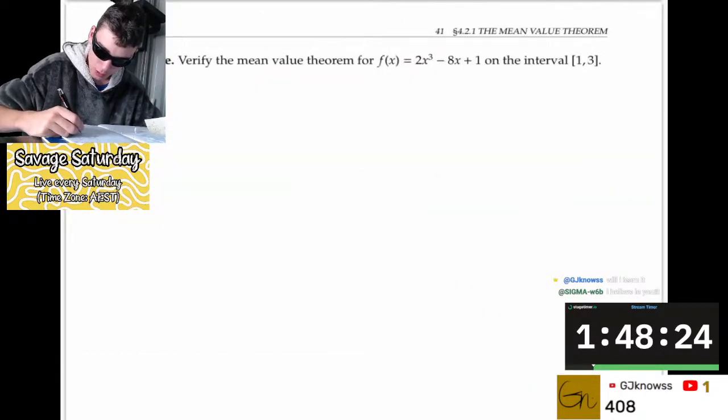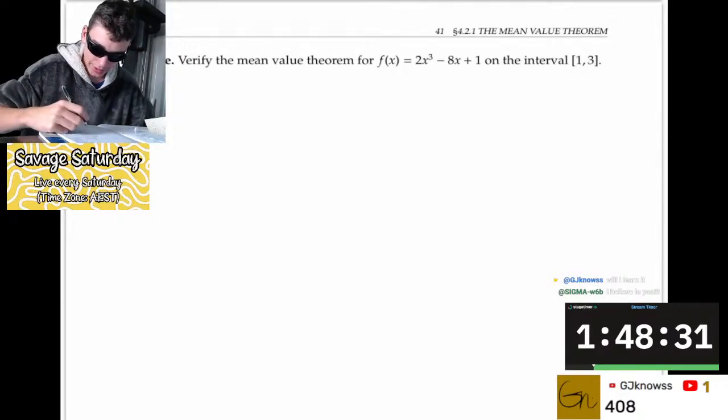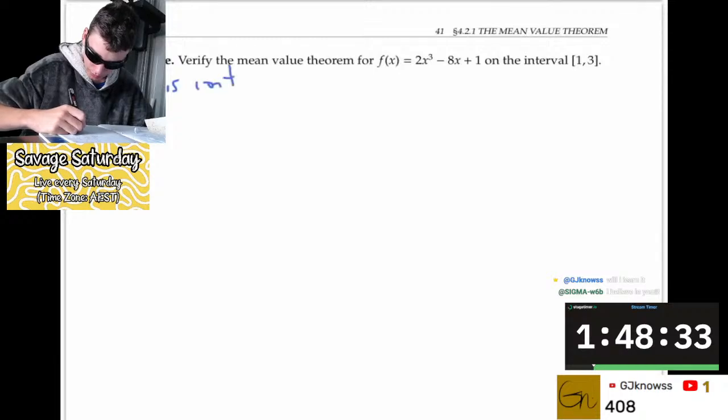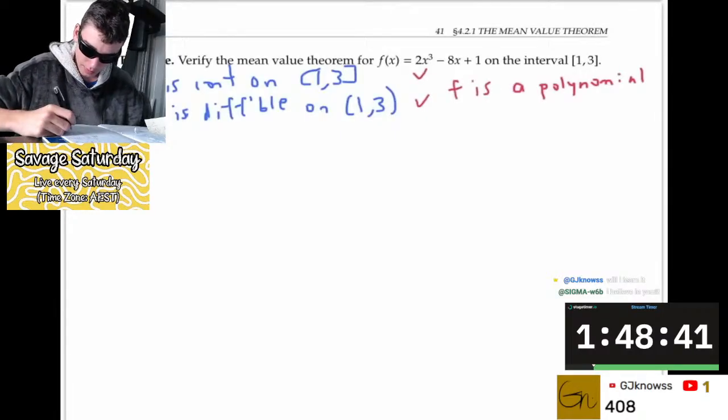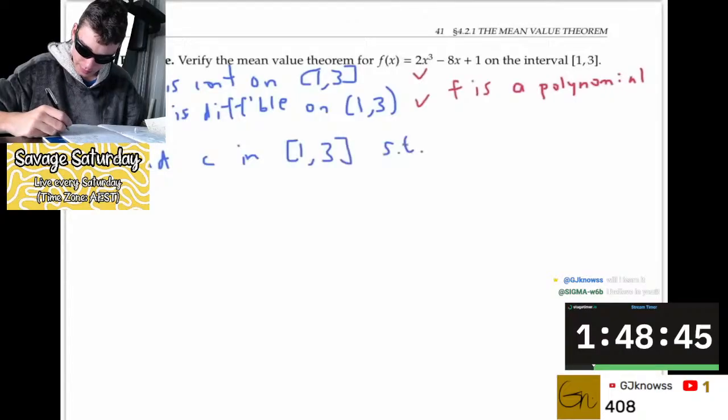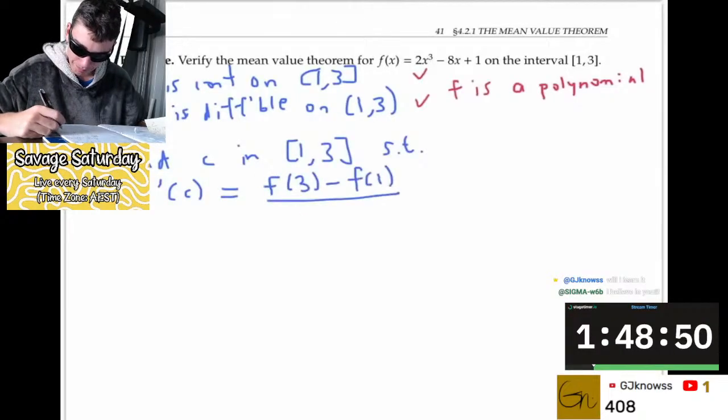In this example, we're asked to verify the mean value theorem for a particular function on a particular interval. Verify means that we need to check the hypotheses of the theorem hold, and also that the conclusion holds. The hypotheses are that f is continuous on the closed interval 1, 3, and that it is differentiable on the interior of that interval. Both of these facts are true because f is a polynomial. Now we need to verify that the conclusion of the mean value theorem holds. In other words, we need to find a number c in the interval 1, 3 such that the derivative of f at c is equal to the average rate of change of f on the interval from 1 to 3.